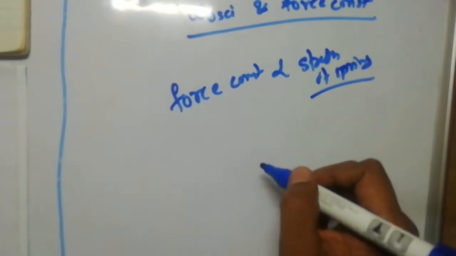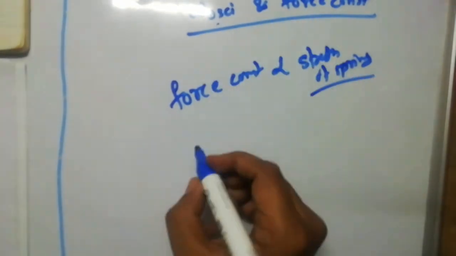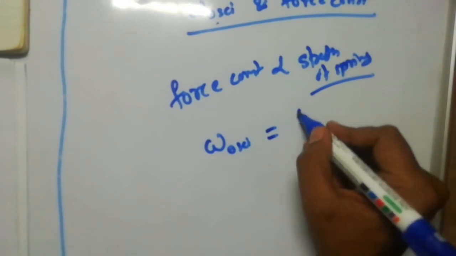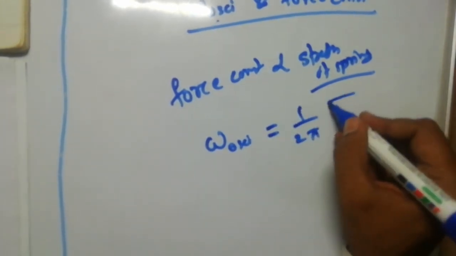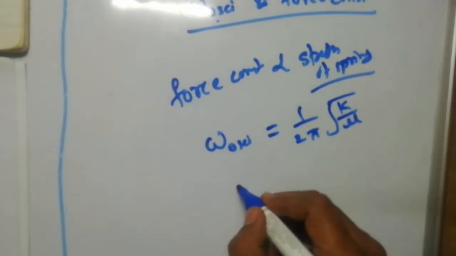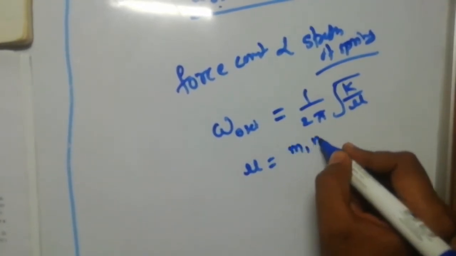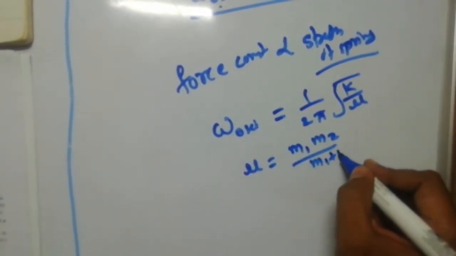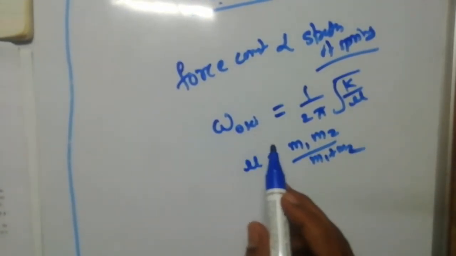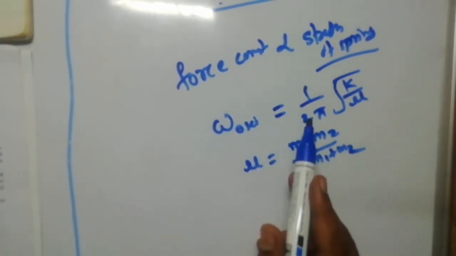So this omega oscillation and the force constant are related to each other by an equation. Omega oscillation is equal to 1 upon 2 pi under root of k upon mu. What is mu? Mu is the reduced mass, which is equal to m1 m2 upon m1 plus m2. So omega oscillation and the strength of the spring are the two important parameters.